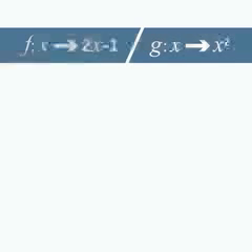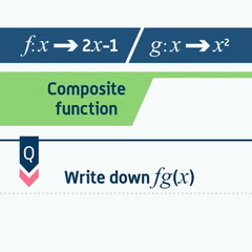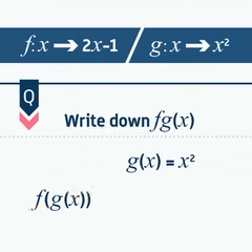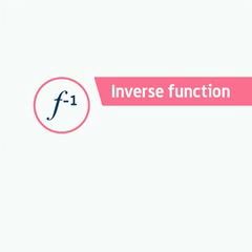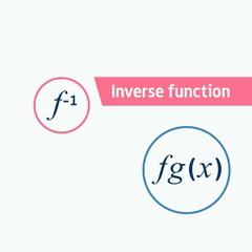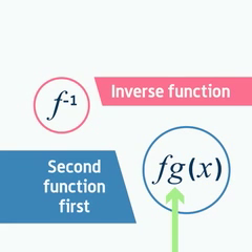Now we are looking for the composite function fg. They are written in reverse order, so we need to do g first, which gives us x squared. Next, we do f. We multiply x squared by 2 and subtract 1. So fg of x equals 2x squared minus 1. Remember, a superscript of minus 1 means the inverse function, and two letters together means you do the second function followed by the first one.